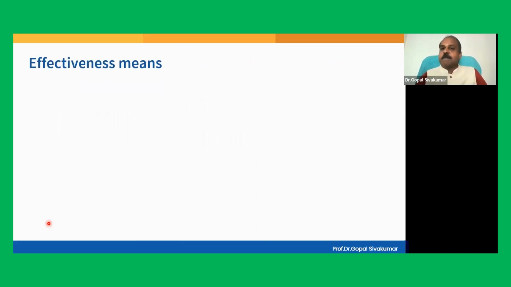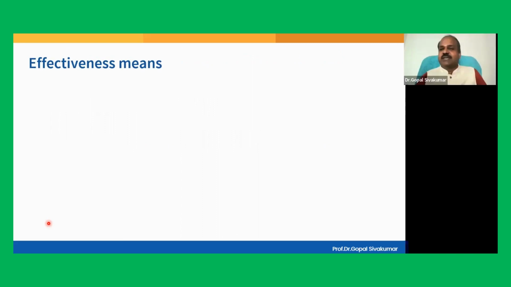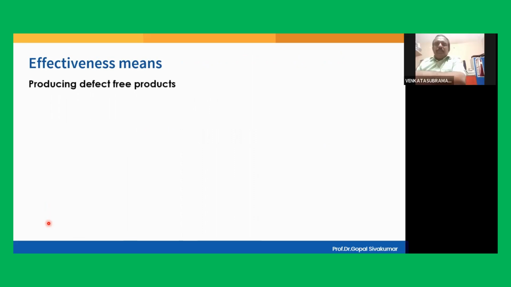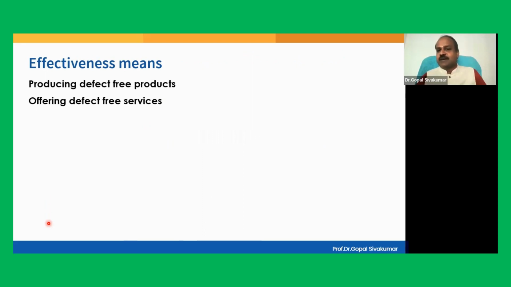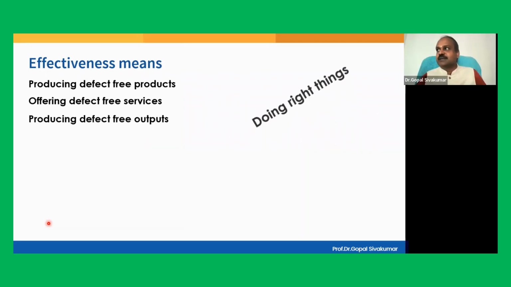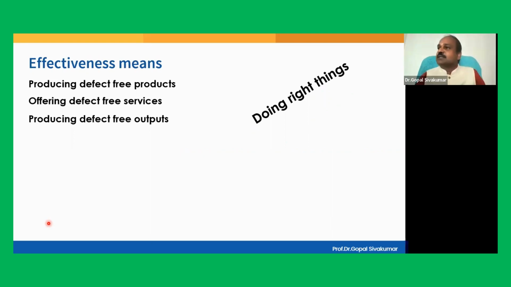Effectiveness means, what do you know about effectiveness? Producing defect-free products. Offering defect-free services. Producing in general, producing defect-free output. That means you want to do the right things. Doing the right things, that is effectiveness.